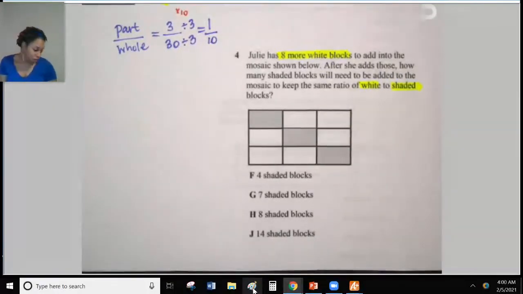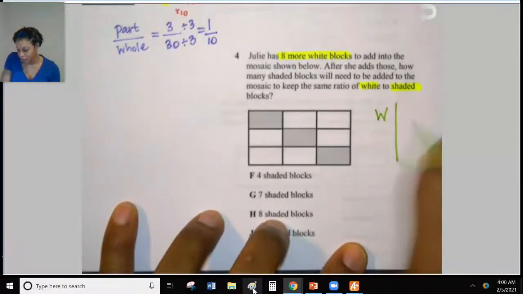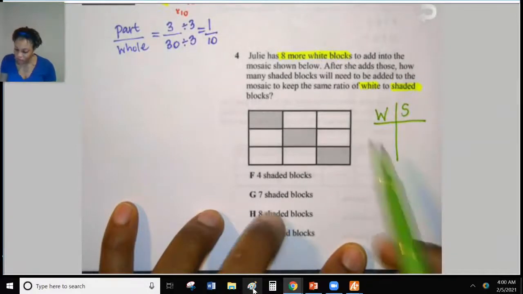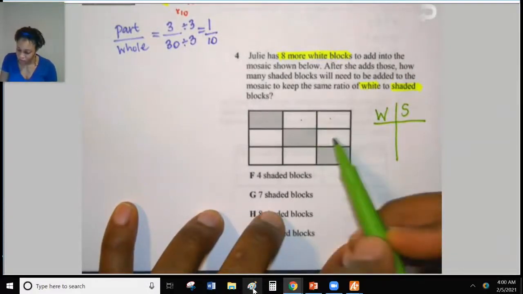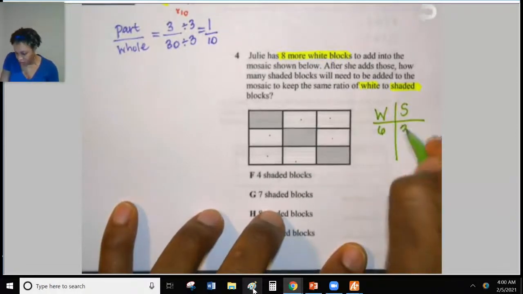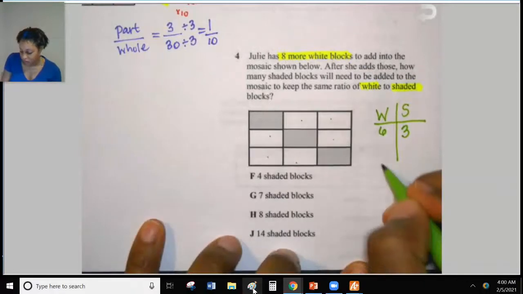So I'm going to start by creating a table. This time I'm going to do vertical, white to shaded. So how many white do we have right now? 1, 2, 3, 4, 5, 6. We have 6 white. How many shaded? We have 3. Okay. So Julie wants to add 8 more. Okay. 8 more white. So I'm going to put 8 here.